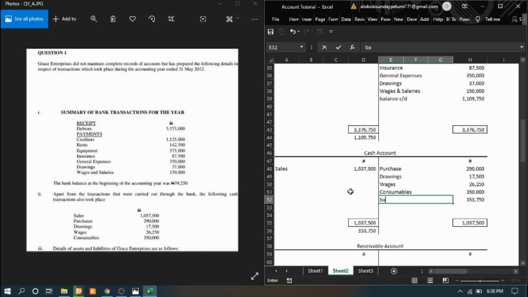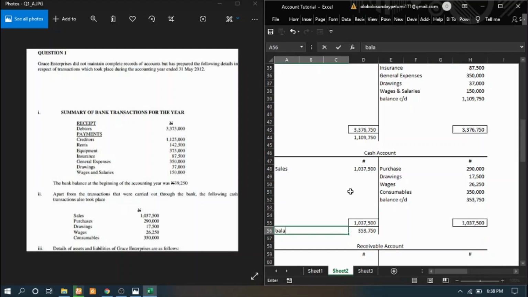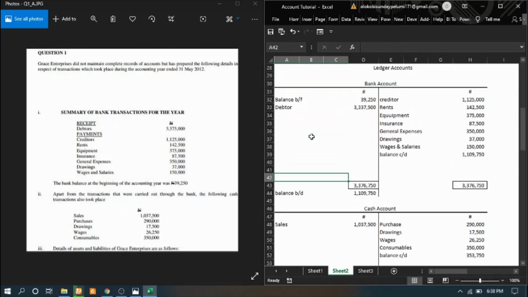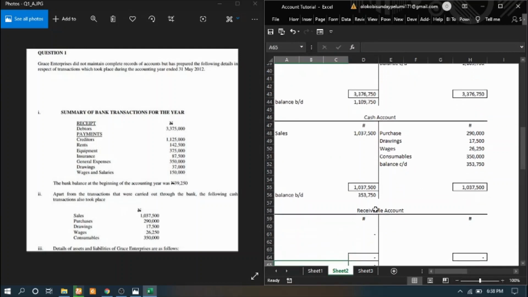So we have balance c/d. Excel has done that for me already. So that is our balance carried down and balance brought down. Alright, so I think you know how to calculate that. The debit side is greater as well in the cash account, so you add all of this together and find the difference. That will give you a balance carried down and it will be totaled. So I think that is very easy.